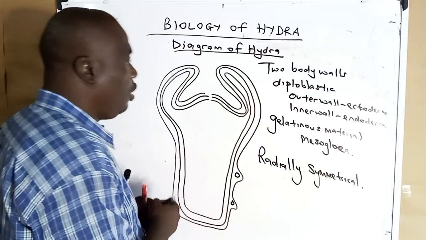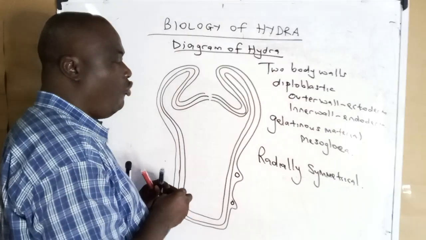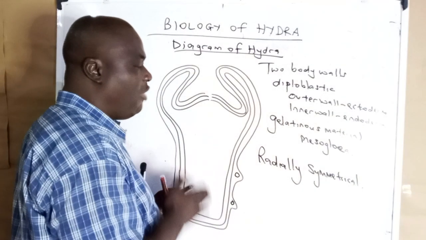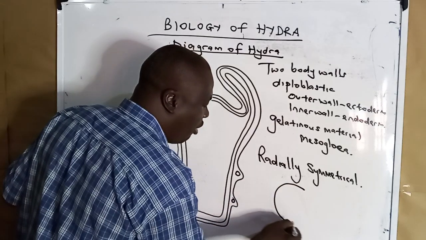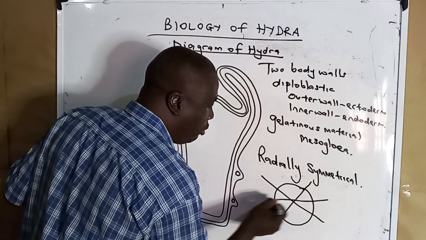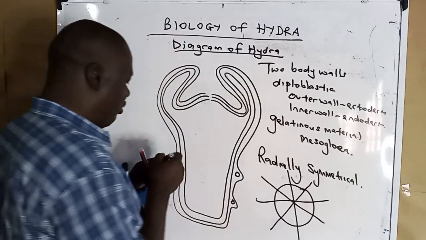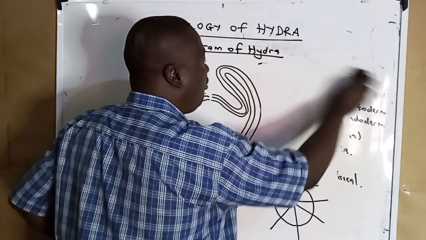So looking at the structure of Hydra, it has a central axis in which the body can be divided along any plane. So if I sketch an organism like this now, you can divide it into two equal arcs along any plane. That is radially symmetrical. So I'll label the Hydra now.